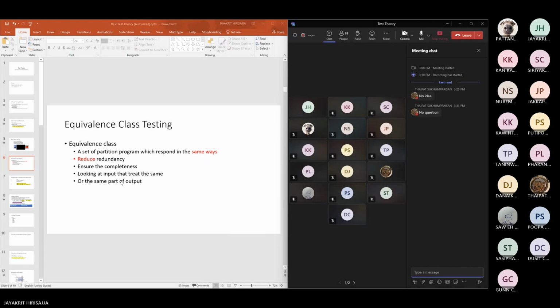No questions, thanks. So this is the idea of equivalent class. Since we have limited time, we should provide the most effective data for test. And the idea is that we should be able to identify what the equivalent classes of data for testing should be.